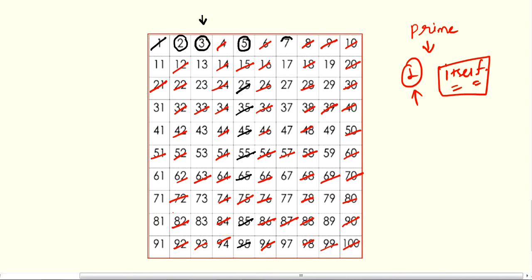7 is a prime number, clear? So 7 1 ja 7, 7 2 ja 14, strike it out. 7 3 ja 21 already striked, 28 also cancel, 35 also cancel, 42 cancel, 49 cancel, then 56 cancel, 63 cancel, 70 cancel, 77 cancel, then 84 cancel, 91 cancel, then 98 cancel, over.